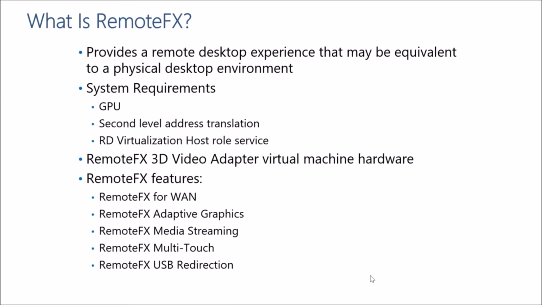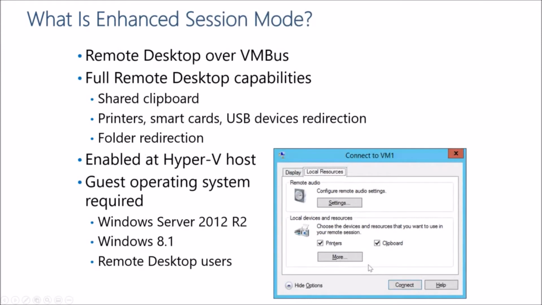How does it redirect the USB, the media streaming? So if you're streaming media from your virtual machine, does it play the media out of your physical devices like speakers? This is talking about that. Enhanced session mode is a remote desktop over VM bus, with full remote desktop capabilities including shared clipboard. It's a bit like what we do with the VMware tools, where we can paste data from a physical machine to the virtual machine, redirect smart cards and USB, as well as folder redirections.